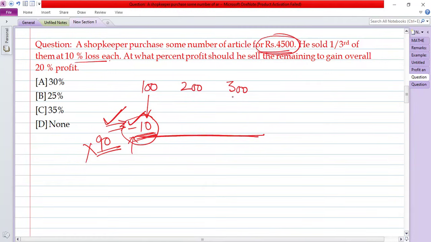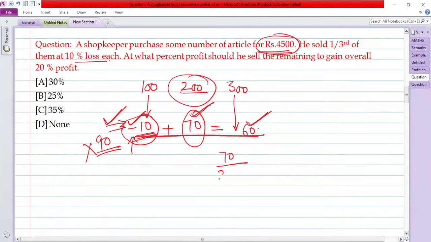And for this one, what is the total? It is 20%, means 60 is the total required. So obviously it should be plus 70. That will give us 60, means the remaining two-third of the articles must be sold at this much profit. So this is 70 profit amount. Here it is the cost price, here it is 100. So this one we can see is nothing but 35%.